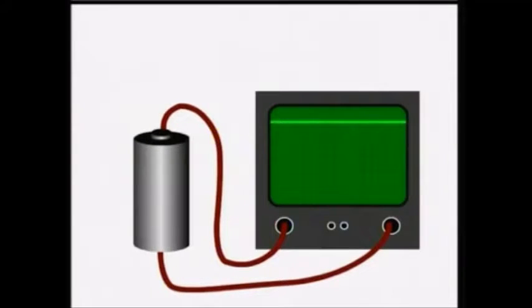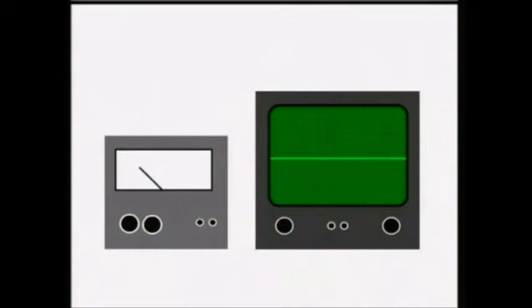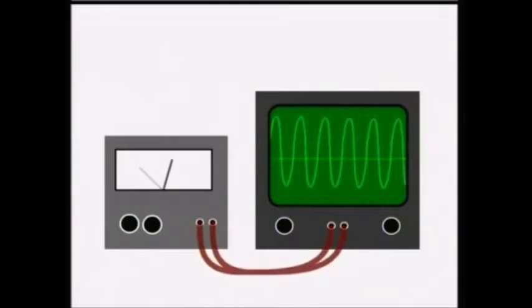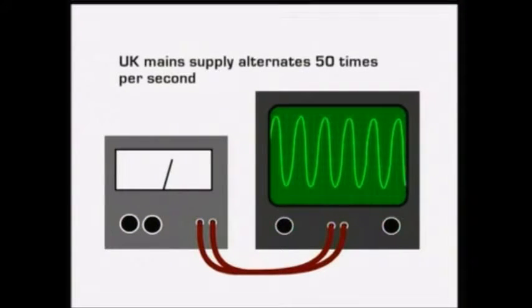A battery supplies a steady voltage, so the trace on the screen of a cathode ray oscilloscope is a straight line. The voltage of an alternating current supply is changing all the time. The main supply in the UK changes 50 times a second.